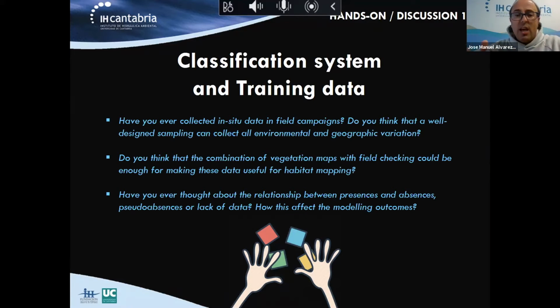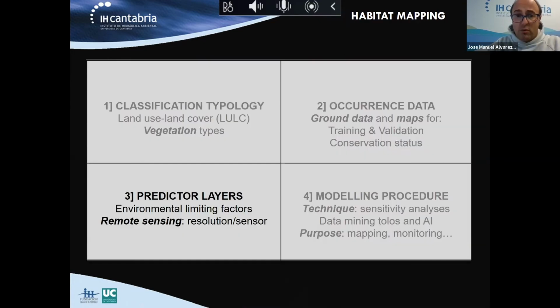Have you ever done this? How to put it in combination with reality? And what about the absences? I mean, we are talking about occurrence information, but when we model, we need absences. How to manage that? This is a very hot topic in the literature. I spent a postdoc of a couple of years just working with this issue.